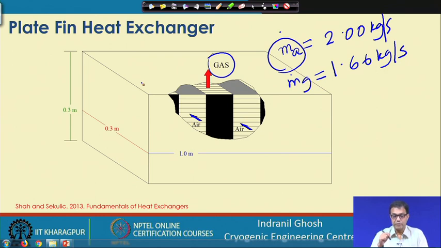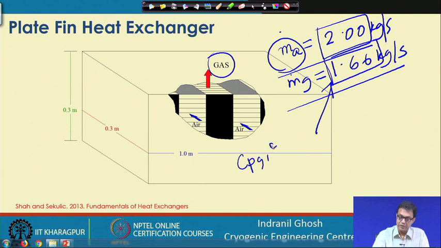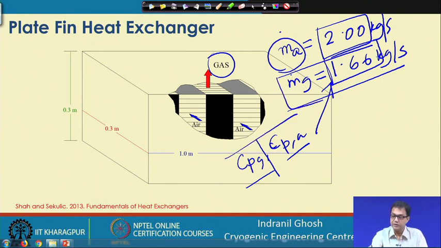Later on we may have to look for an iterative solution if we make a very wrong guess about the exit temperatures. Now we can understand that the mass flow rate of air is slightly higher than the mass flow rate of the gas. If we assume that the Cp of the gas and the Cp of air are not very different and not really dependent on temperature, then the gas side is the minimum capacity fluid, so C min corresponds to the gas.